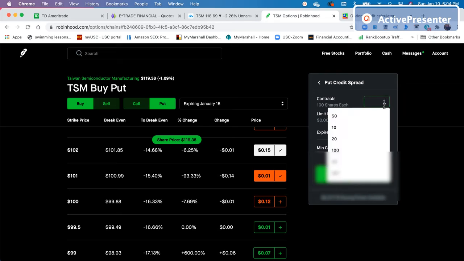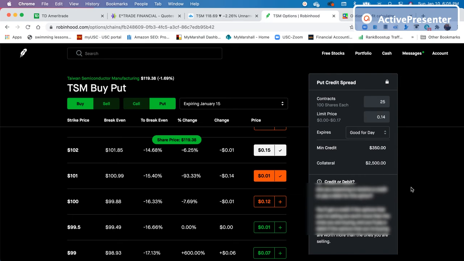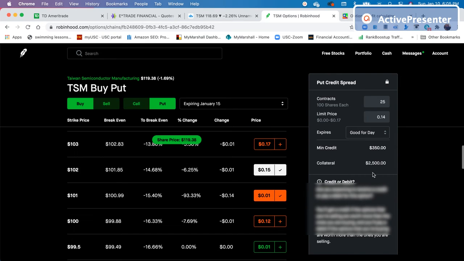And I'm probably going to buy, let's say, about 20 just for this exercise. Maybe let's say 25. Okay, and I'm going to review the order. Okay, so for this trade, Robinhood is going to reserve $2,500, and they're going to give me $350.